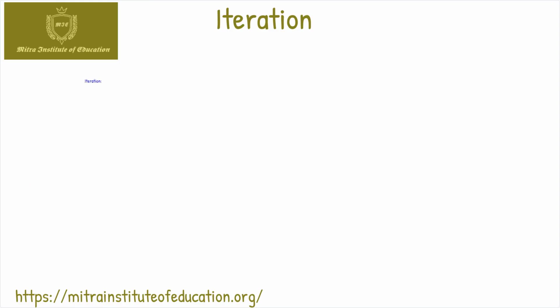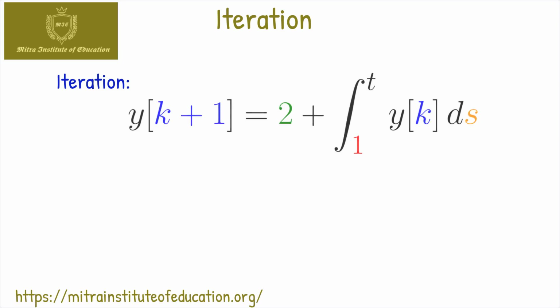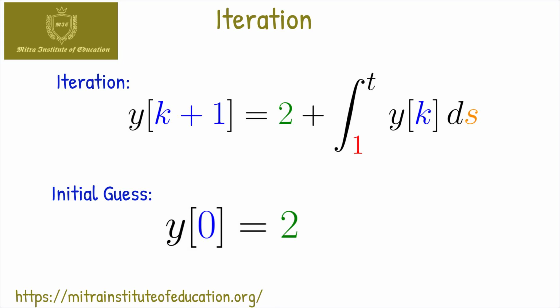To solve this initial value problem iteratively, we use the following iterative formula. Here, our initial guess is. This iterative approach allows us to refine our solution step by step, ensuring it satisfies the initial condition. Let's see how this works in practice.